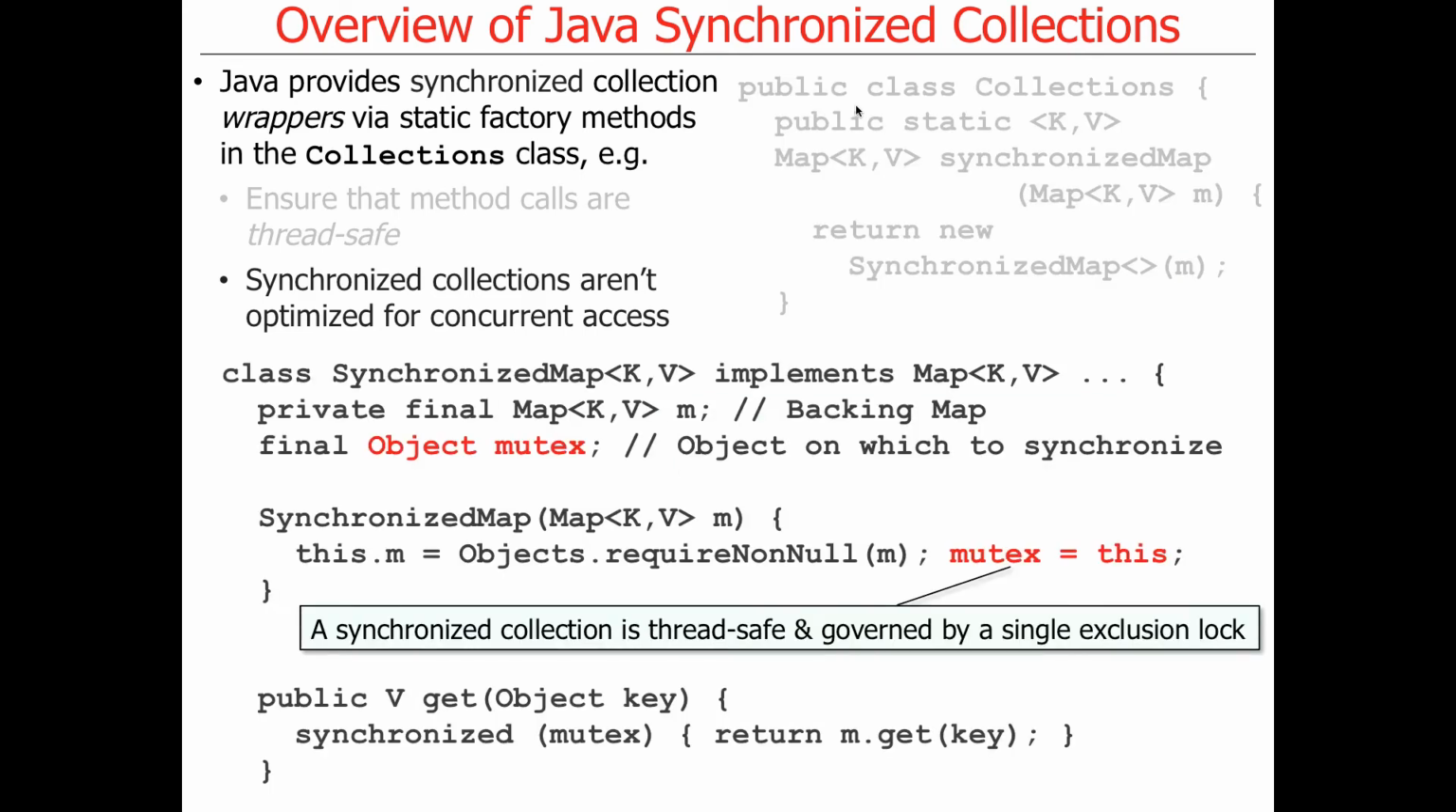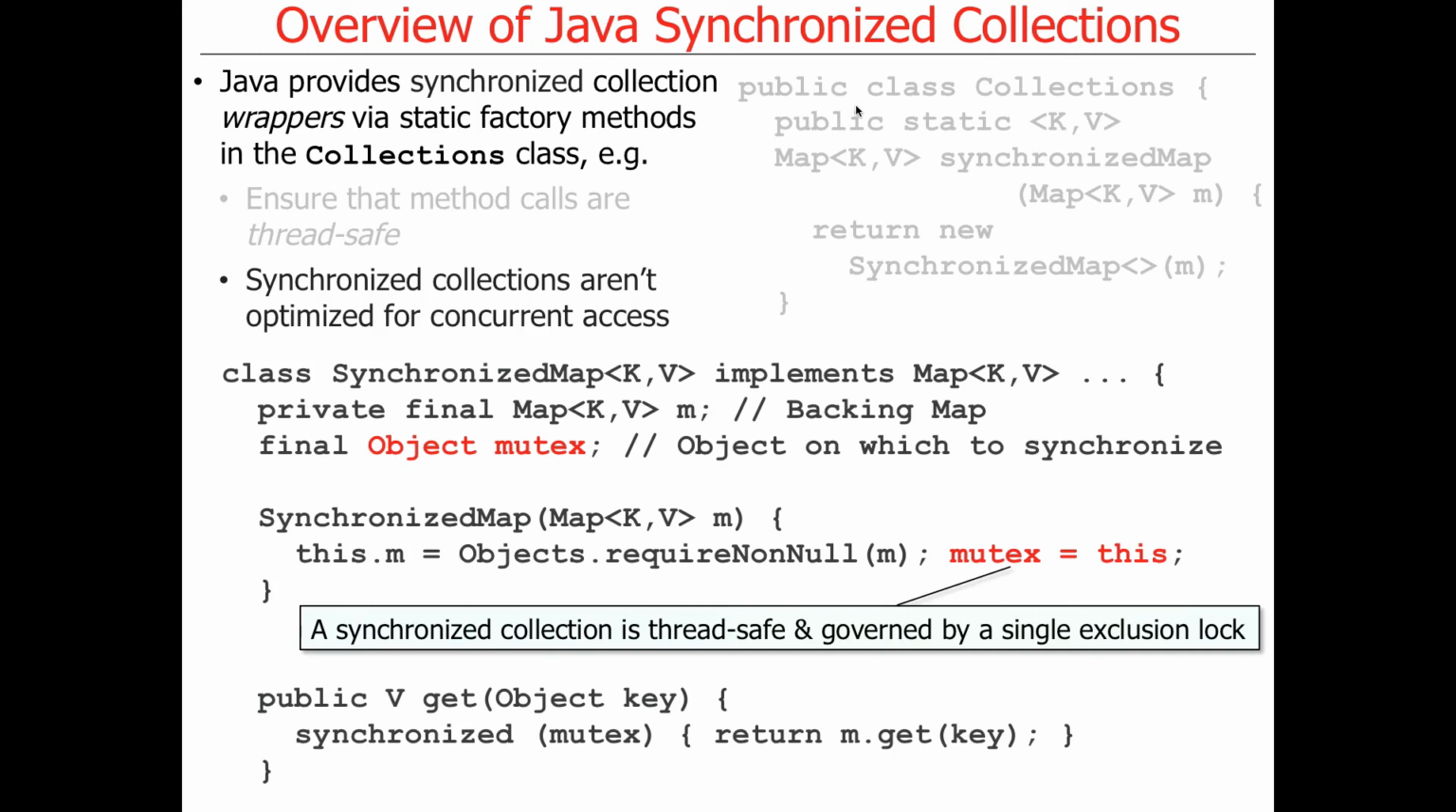And here's what it looks like under the hood. If you go and look at the code for synchronizedMap, it implements the map interface and it goes ahead and keeps a copy of the non-synchronized map, and then it makes an object called mutex. Don't worry too much about the details there. This is the object upon which to synchronize. And what they do is, in the constructor, they go ahead and set this object to this. Now, why they don't just use this, I don't know, but we'll come back to that. And so what they're doing here then, so you can see a synchronized collection is thread safe, but it's governed by a single mutual exclusion lock.